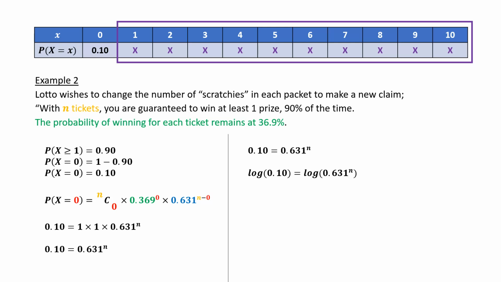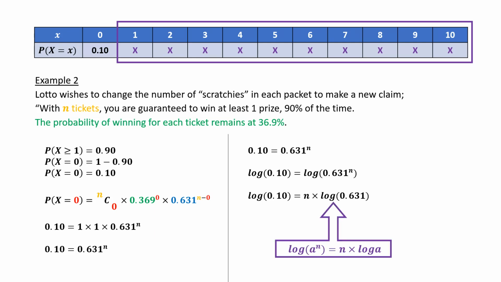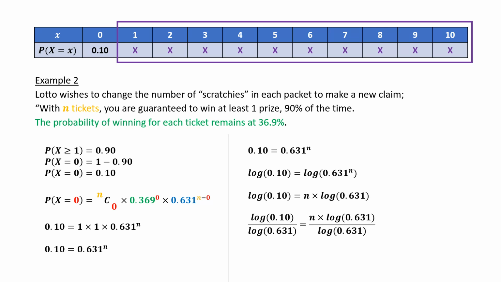Now we're going to use a trick we learned in Year 12 algebra. We're going to take the log of both sides. A trick we learned in Year 12 algebra was if we have the log of a number raised to the power of n, the n comes out the front and multiplies by the log. So the n is going to come out and multiply by the log of 0.631. Then we can just divide everything by the log of 0.631, and that cancels here, leaving n by itself.